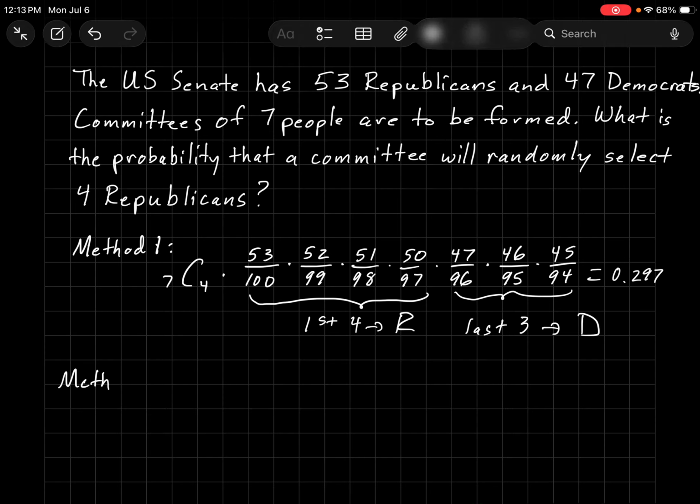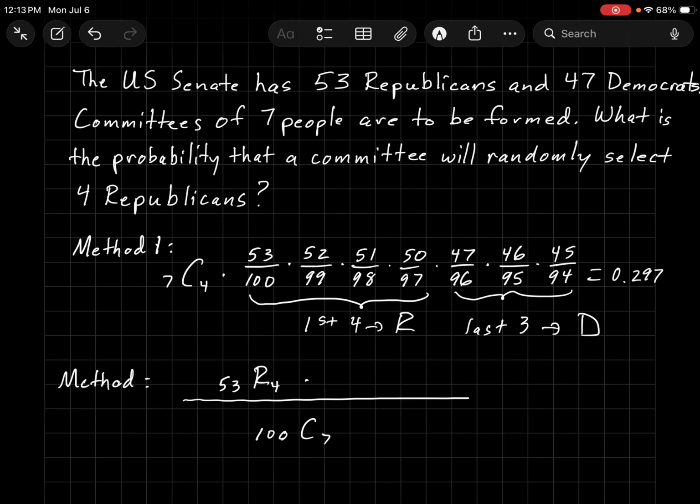Let's look at the other method, which is in general the method that I would use, just because it's quicker. So we're going to do a similar thing where in the denominator is going to be the total number of 7-person committees. Well, there are 100 different senators to choose from, and we're going to choose 7 out of the 100. So that's the total number of committees we can make. How many different ways can we choose Republicans? Well, there are 53 Republicans, and we're choosing 4. And then there are 47 Democrats.